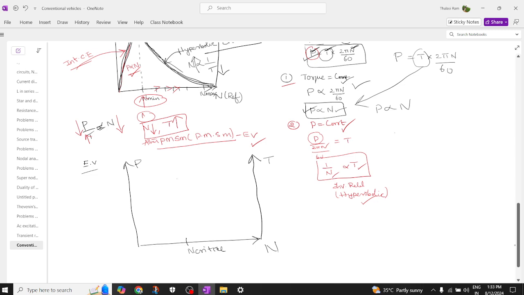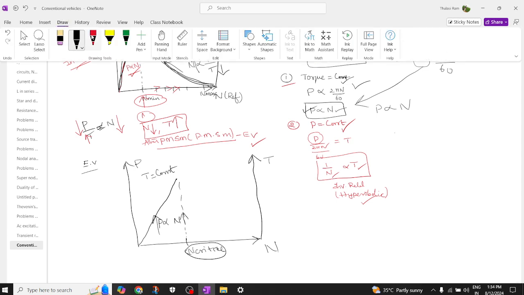From here to here, what characteristics do we have? Constant torque characteristics. In these characteristics, power as well as speed are both directly proportional. Up to which speed? The minimum speed, which is called the critical speed.